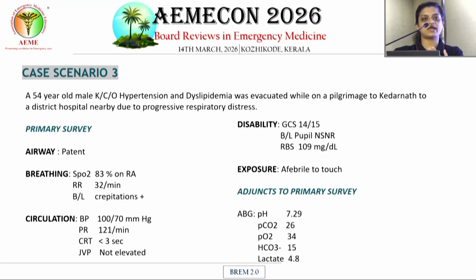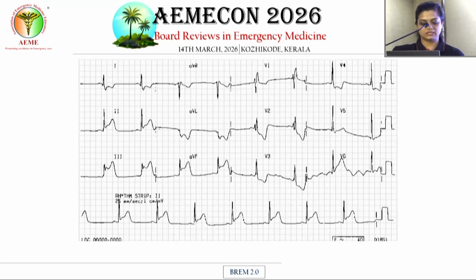Only because the patient ascended to Kedarnath, it's not that the patient has high altitude pulmonary edema. This patient had typical ECG changes with reciprocal changes. We called up the cardiology team. They took the patient, and he had dual vessel occlusion. We shifted the patient for PCI basically.